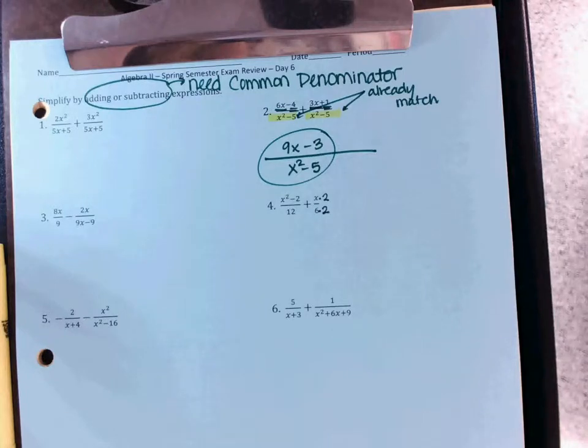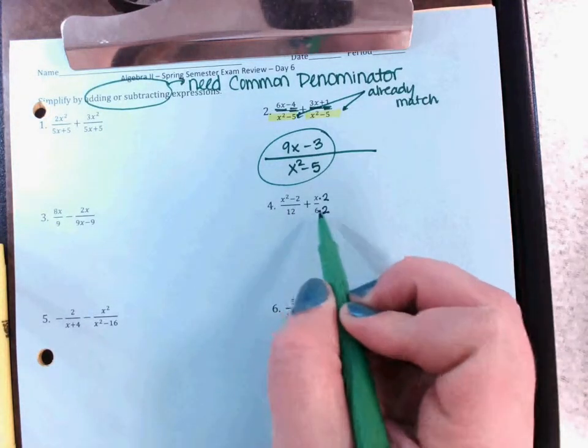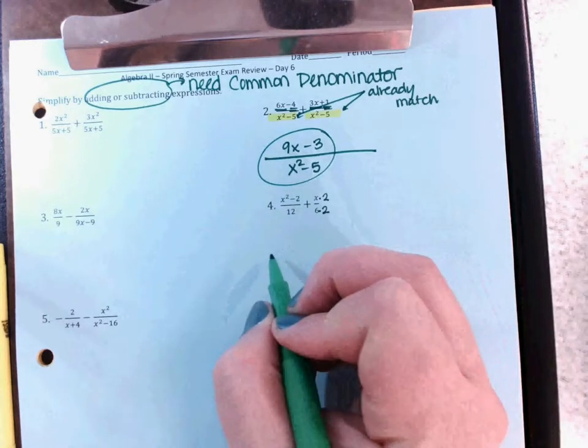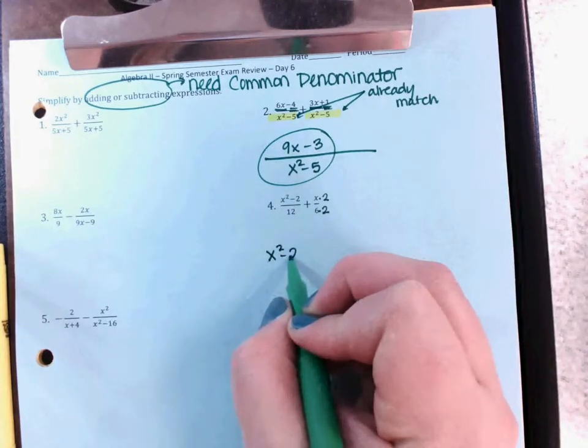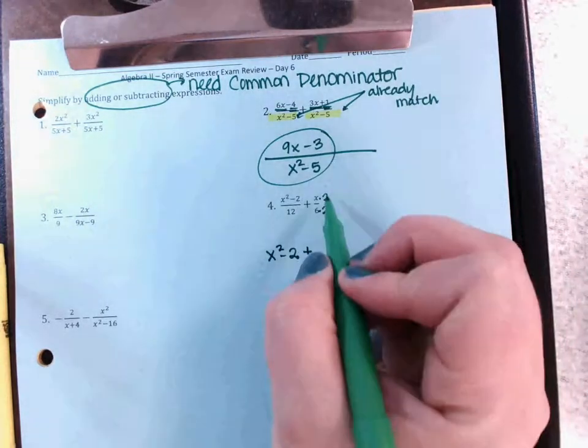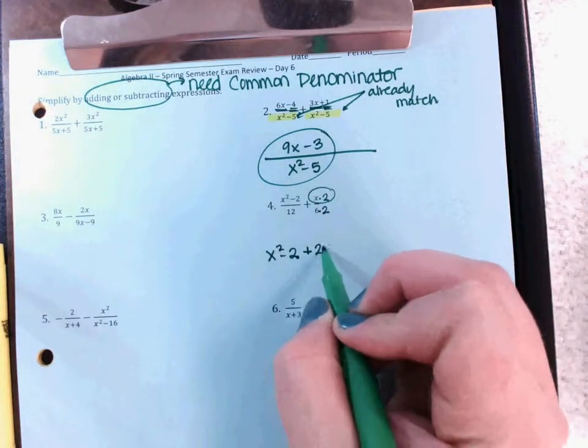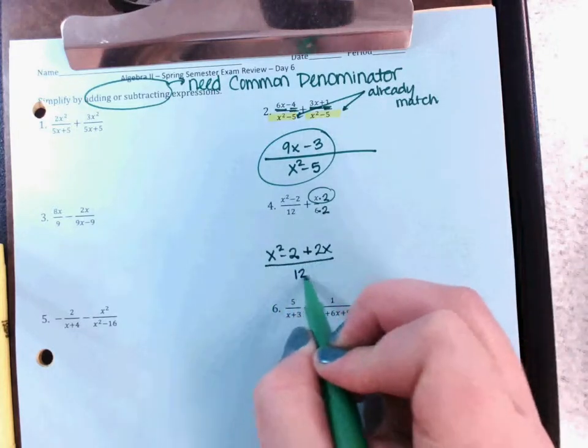So now look, I have a 12 here, and I have a 6 times 2, which is the same as 12. Now they match. So I have x squared minus 2 plus, and then what is on top over here now if it's an x, but I times it by 2? 2x, and then all over 12.